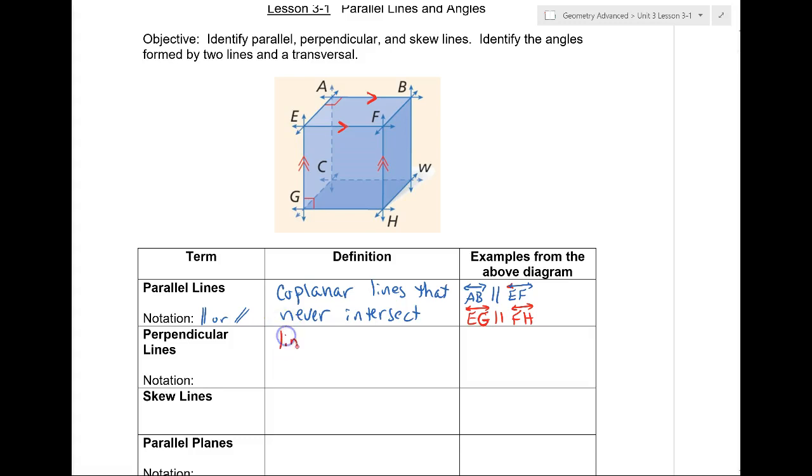So let's write that down, their definition. Lines that intersect at right angles.